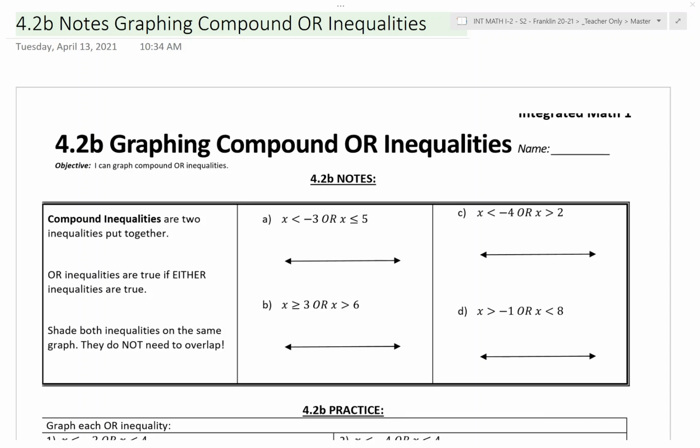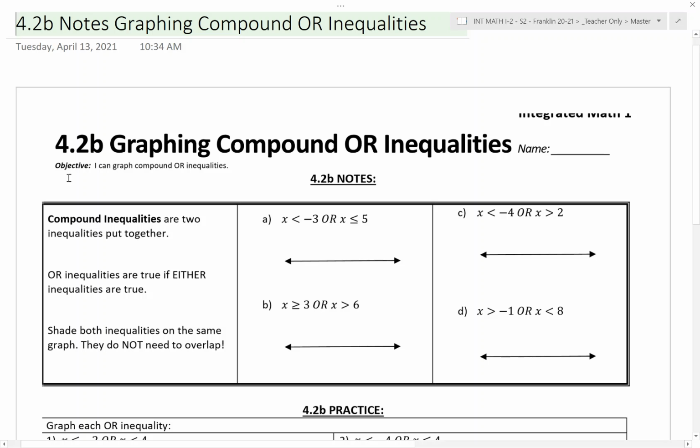Let's continue looking at compound inequalities with graphing compound OR inequalities. So in the last video we looked at AND type or intersection inequalities, and now we're going to look at the OR type, also known as a union. These inequalities work a little differently but pretty similar.